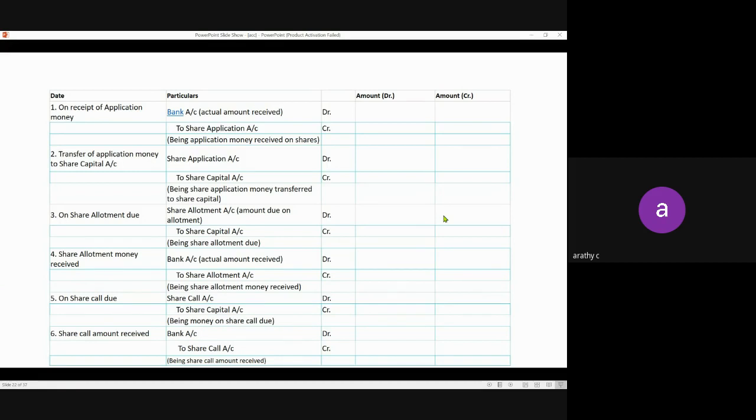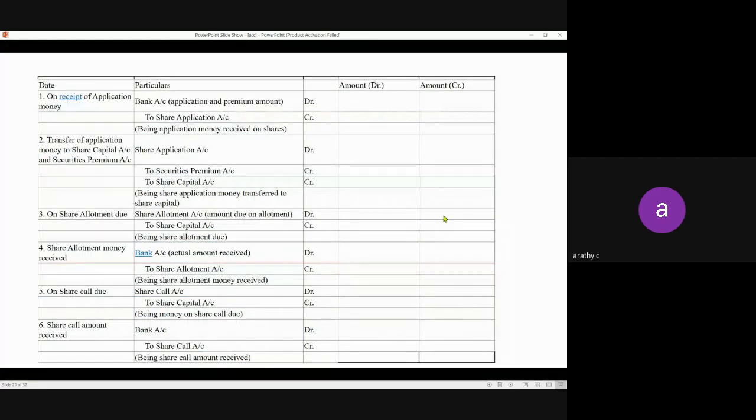So first, on receipt of application money, the entry is bank account debtor to share application account. In the case of transfer, it is share application account to share capital. On allotment, share allotment account debtor to share capital account. And the allotment money received, then bank account debtor to share allotment account. Share call due, share call account debtor to share capital account. And last is share call amount received, then bank account debtor to share call account. These are the 6 entries regarding the issue of shares.